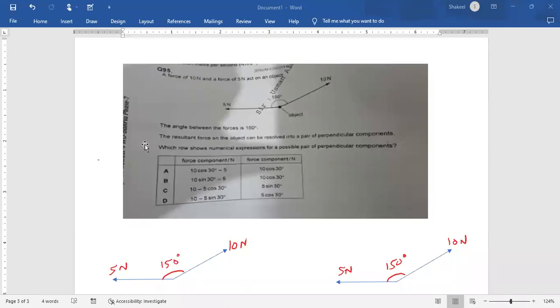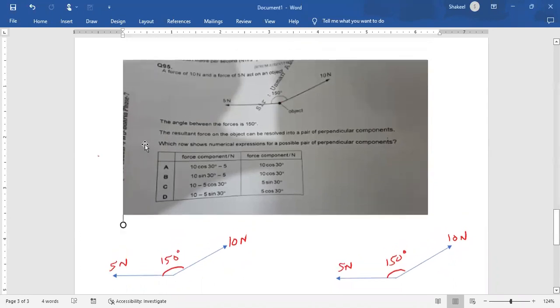Hello, everyone. Today we're going to discuss a very important question from the topic factors of AS physics. And this question is one of the tricky questions from this topic.